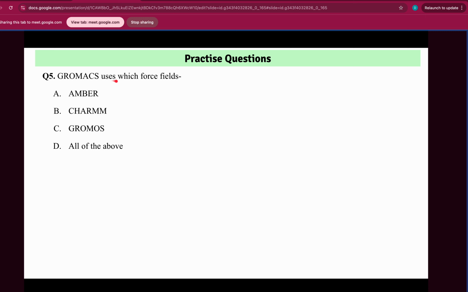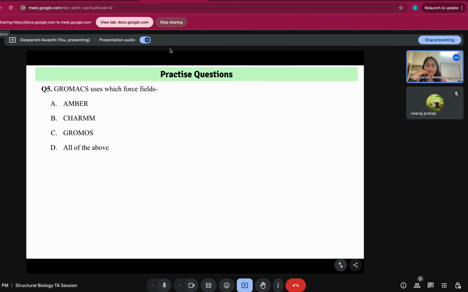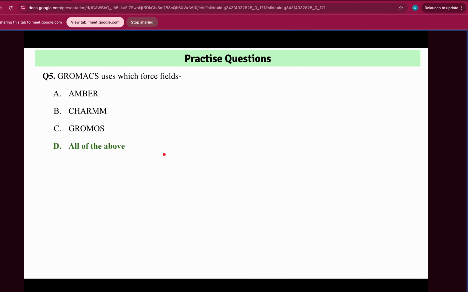The next question is, which force fields does GROMACS use? Option A, AMBER, option B, CHARMM, option C, GROMOS, and option D is all of the above. Can you write in the chat box, because your audio is not recorded? Okay, so you mentioned option D, and you are right, all of the above.